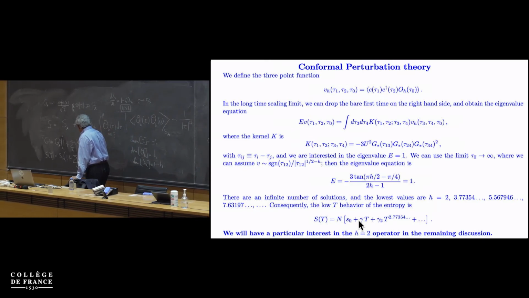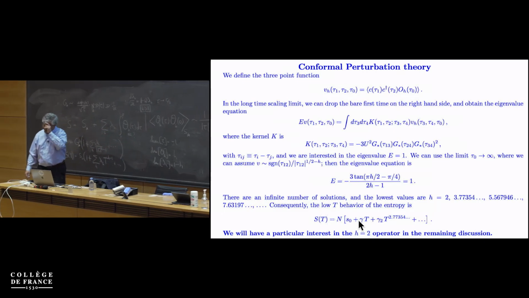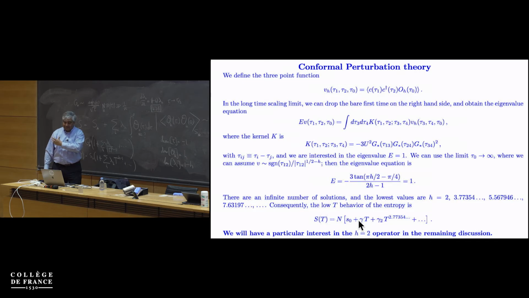And there happens to be, it seems like an accident, a solution with exactly H equals 2. All the other values are transcendental, but there's one value which is protected. It's exactly 2.